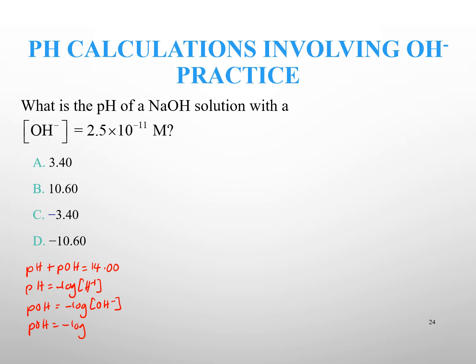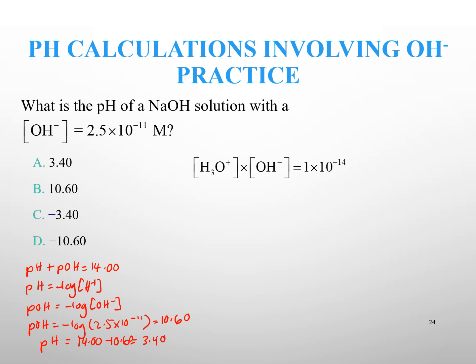So then pOH would be minus log of 2.5 times 10 to the minus 11. When you do that, you get a pOH value of 10.6. Therefore, my pH, because I know pH plus pOH equals 14, would be 14.00 minus 10.6, and you get your answer as 3.4. Let me go ahead and keep 2 decimals here. So that's one way to do it.